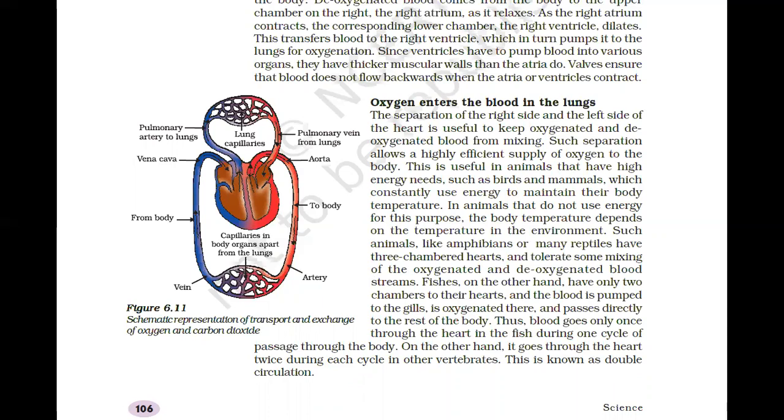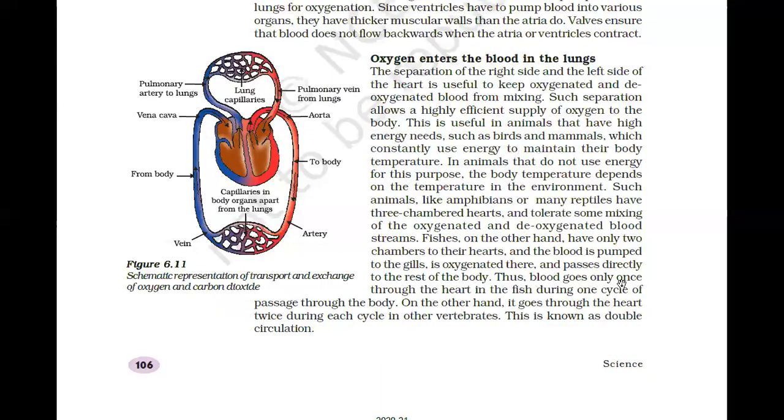Fishes, on the other hand, have only two chambers to their hearts, and the blood is pumped through the gills, is oxygenated there, and passes directly to the rest of the body. Thus, blood goes only once through the heart in the fish during one cycle of passage through the body. On the other hand, it goes through the heart twice during each cycle in other vertebrates. This is known as double circulation.